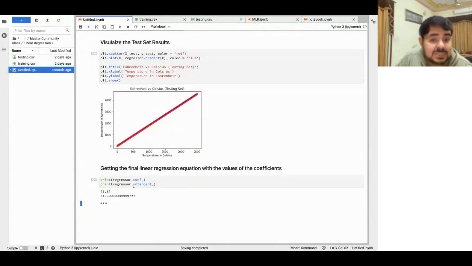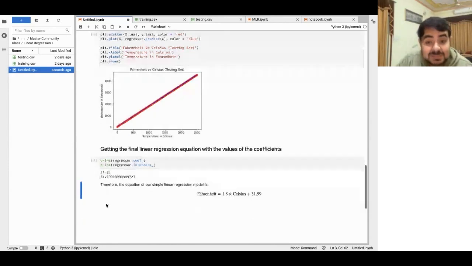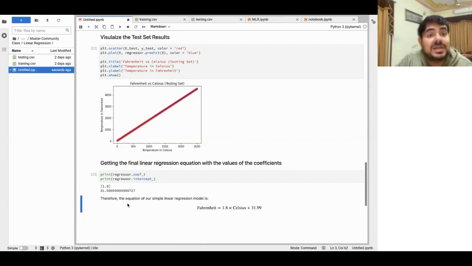The coefficient is basically the slope for us, which is 1.8. If you divide 9 by 5, it's exactly 1.8. Our intercept is 30.99999. This is the reason why it tries to predict the best possible fit.